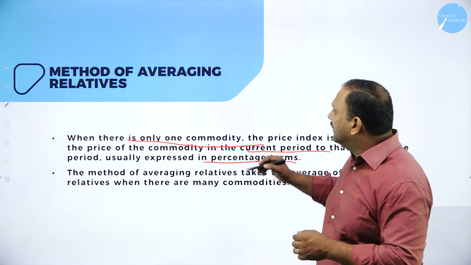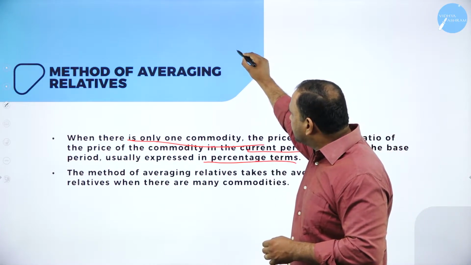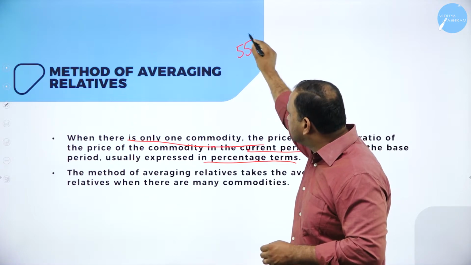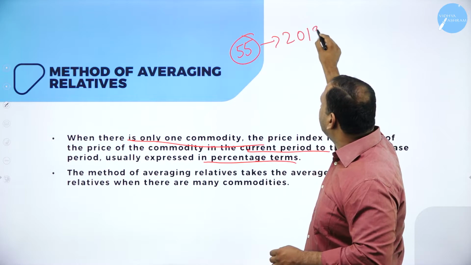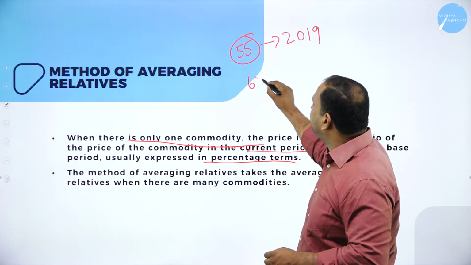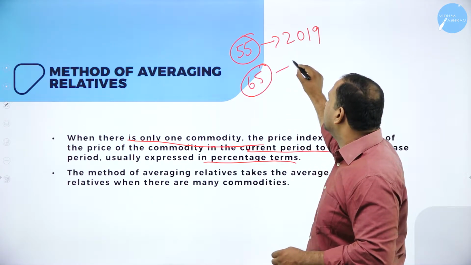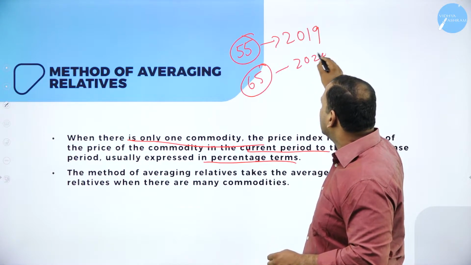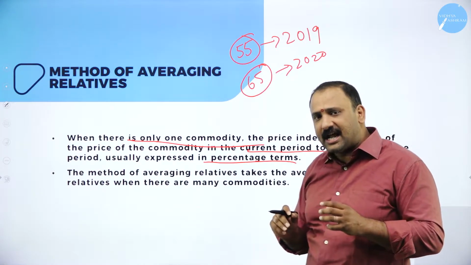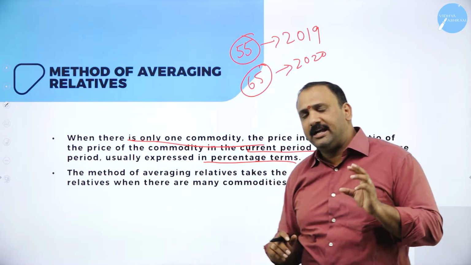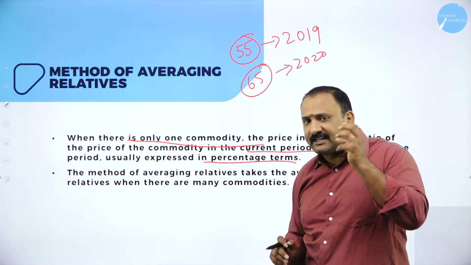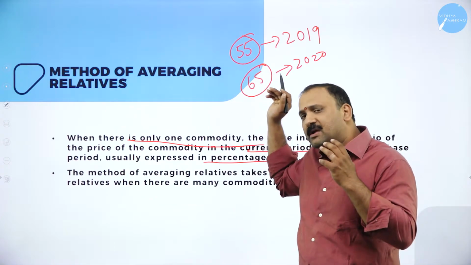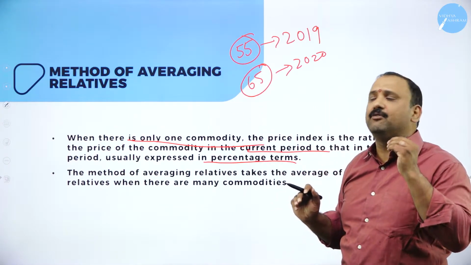So for example, if the price of rice was 55 rupees in the year 2019 and the price of rice moved to 65 rupees in the year 2020, then we are going to understand, being only one commodity, what is the relative pricing methodology? What is the factor that is making it move from 55 to 65 altogether?